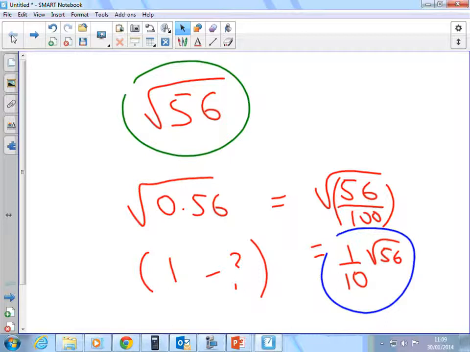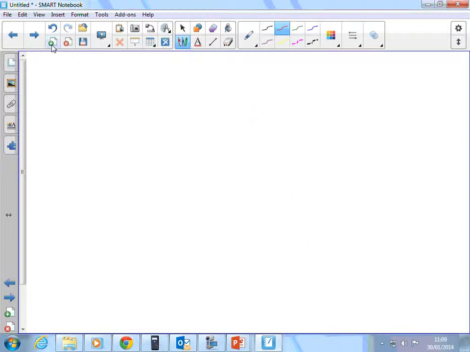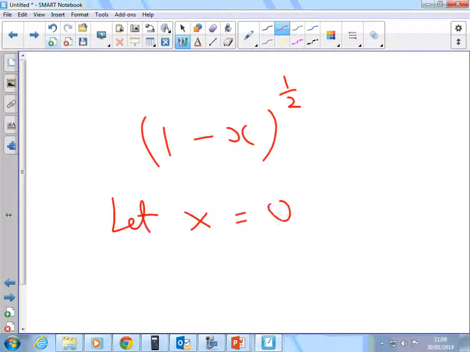A lot of people get stuck in the exam and say, you know, choose a suitable value of x. Your suitable value in this case is 0.44. Okay, so we use the binomial expansion, 1 minus x, and when we root it, what is it? To the power of a half. And here we let x is equal to 0.44.